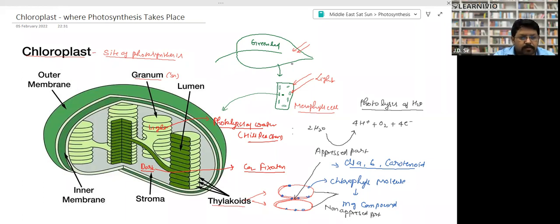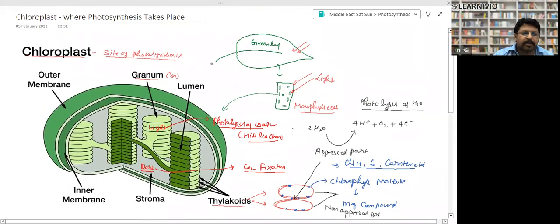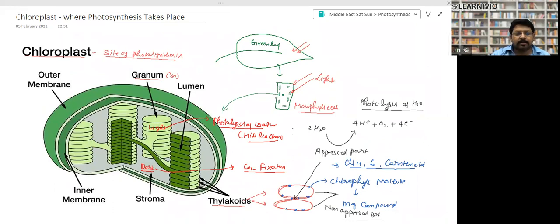Look, in the leaves, the mesophyll cells have the chloroplast, and these chloroplasts are found at the outer side of the cell, so that they could receive the maximum light, right?